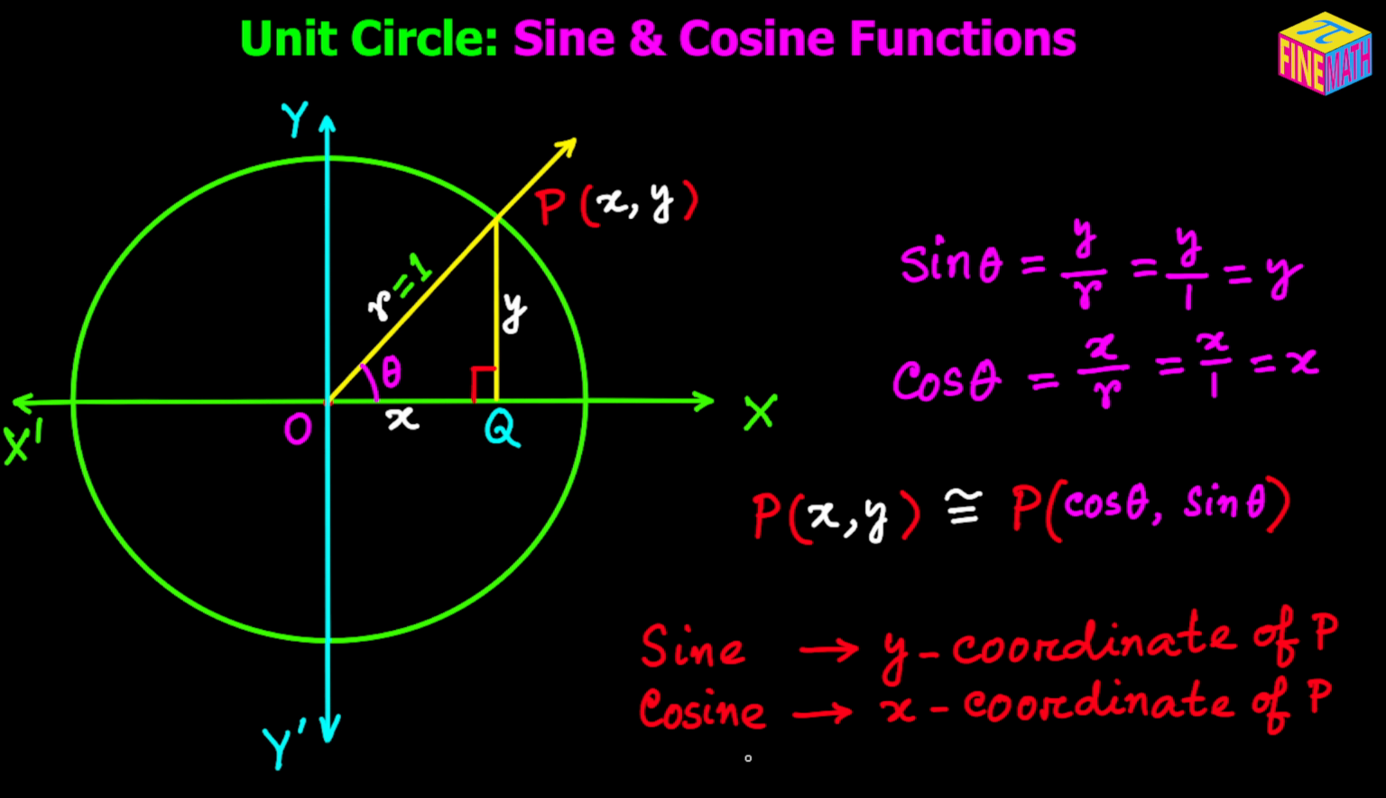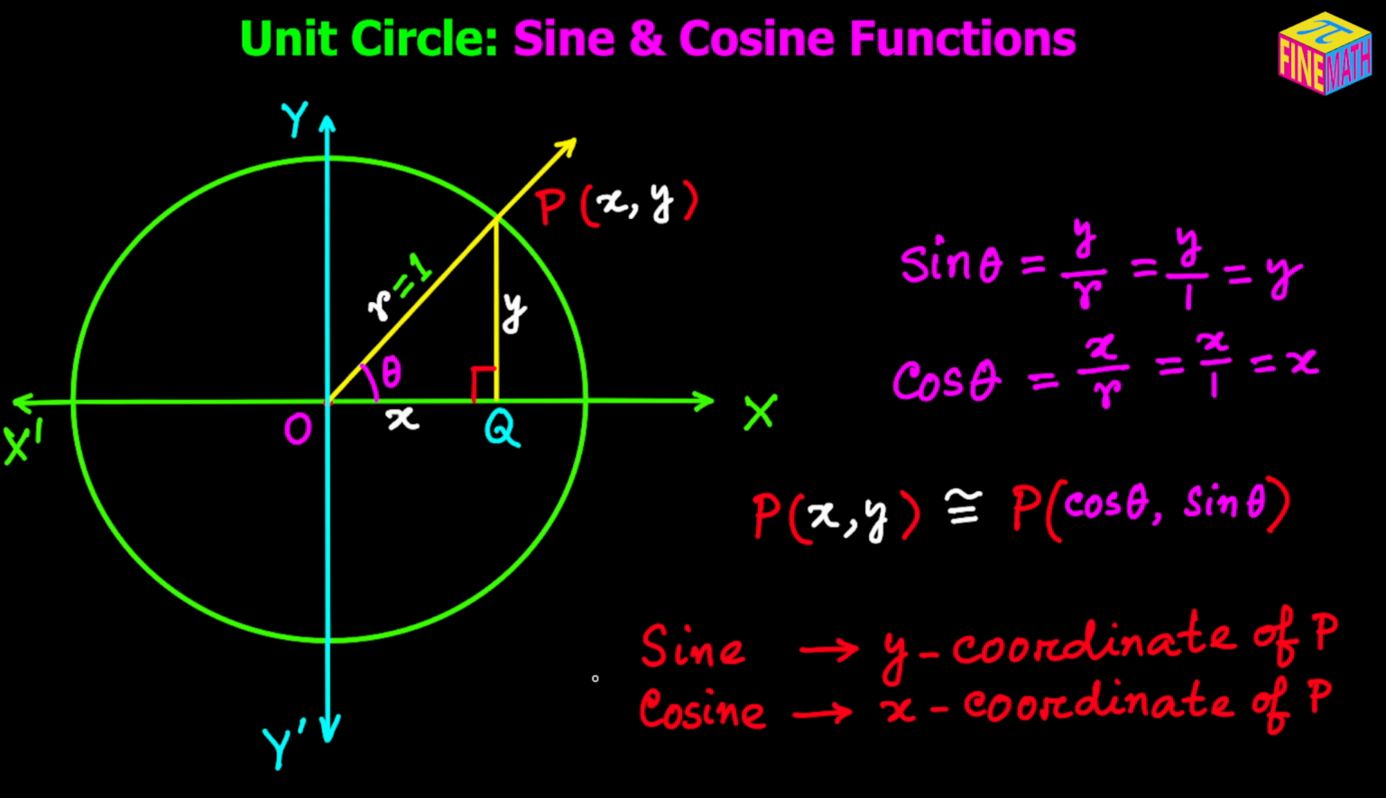So the definition here says that anytime on a unit circle, if there is an angle theta whose terminal side intersects the circle at point P, we can represent the point P in terms of sine theta and cos theta. The y coordinate will be sine theta and x coordinate will be cos theta.